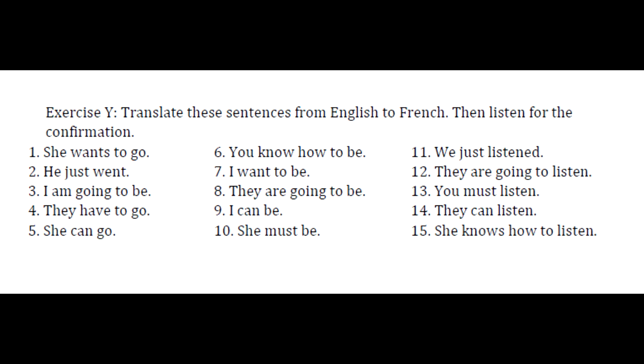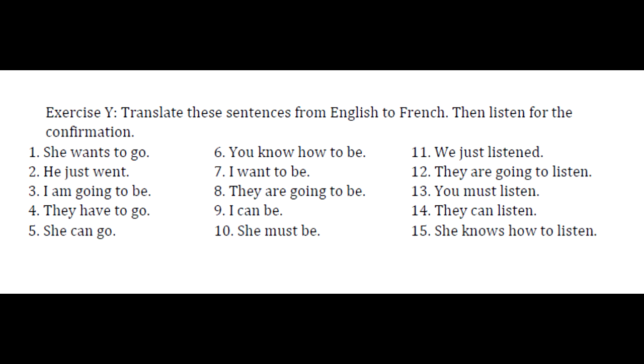Exercise Y. Translate these sentences from English to French. Then listen for the confirmation. Number 1. She wants to go. Elle veut aller. 2. She just went. Elle vient d'aller. 3. I am going to be. Je vais être. 4. They have to go. Ils doivent aller or elles doivent aller.